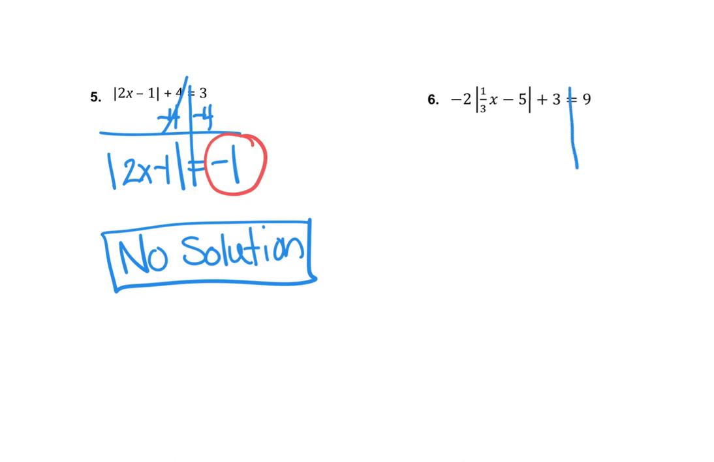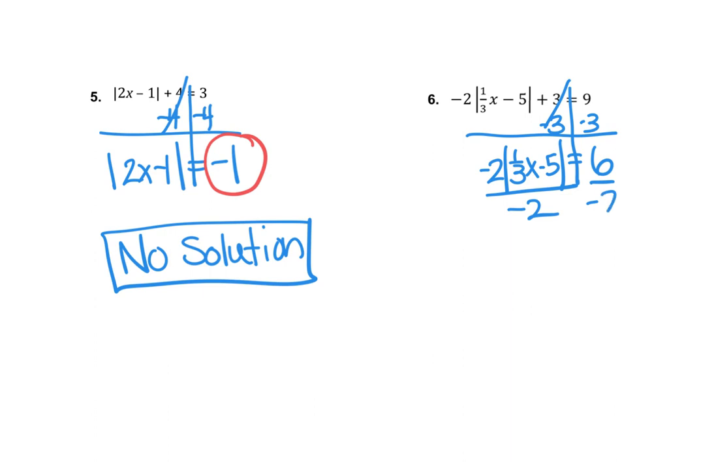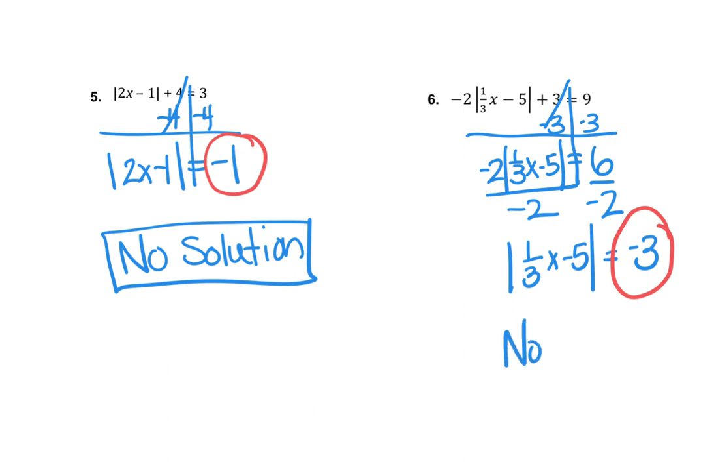All right, in question number 6, again, we're going to isolate this absolute value piece. So I'm going to subtract the 3 on both sides. And I have negative 2 times the absolute value of 1/3 x - 5 is equal to 6. Now we're going to divide by a negative. And then I've got the absolute value of 1/3 x - 5 is going to be equal to negative 3. And again, now that my absolute value part is isolated, and notice how it's equal to a negative 3 there, therefore it's going to be a no solution.